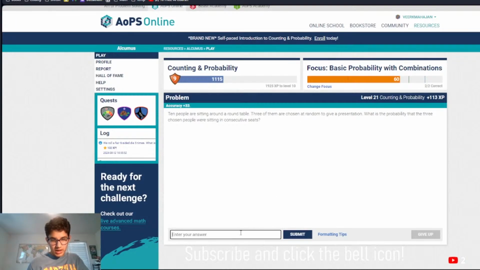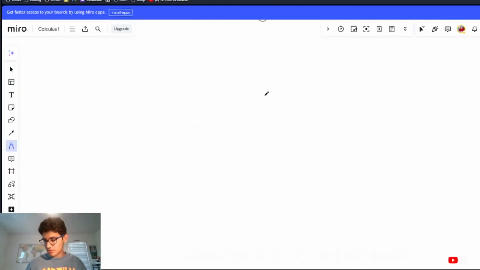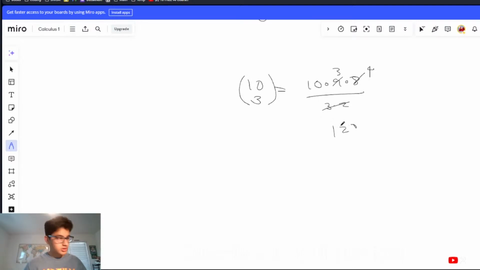So there are 10 possible ways to get people in consecutive seats, if you just choose the middle person. So it'll be 10 out of, and then it should be just 10 choose 3, right? 10 choose 3 for the number of ways you can pick 3 people, which is, I forgot this, 10 times 9 times 8. So this becomes 3 and 4. So 120.